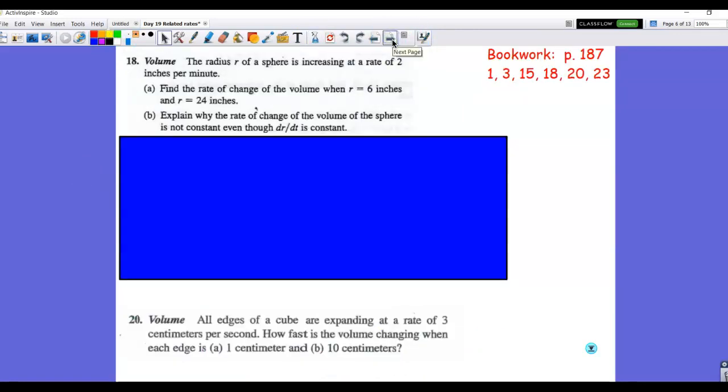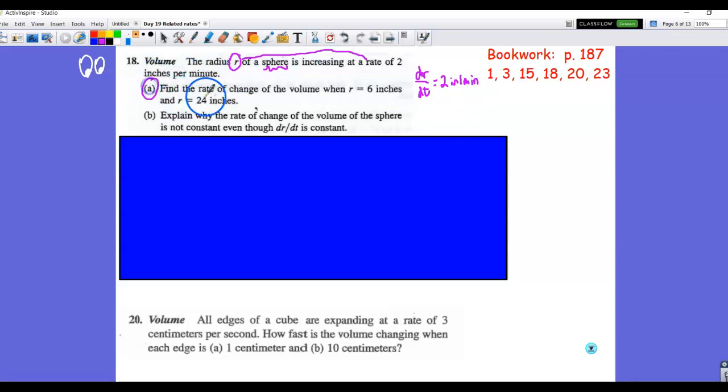All right, let's go on to number 18. That's this next one I asked you to do. So we start with the reading. The volume, so this already tells us straight up we're going to be dealing with a volume situation. The radius, here we go again, of a sphere is increasing, so that tells me that I'm going to have a positive rate. So the radius rate, which again we're going to denote as the rate of change of radius with respect to time, is increasing, so I'm going to record a positive inches per minute.